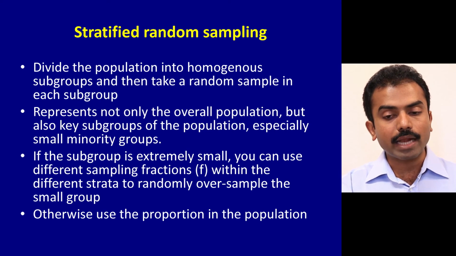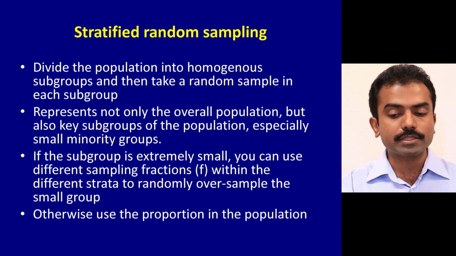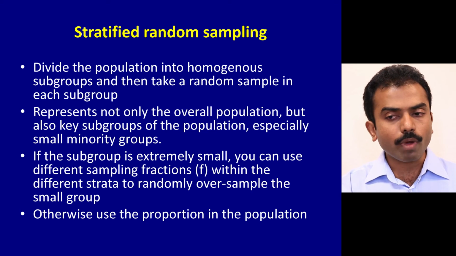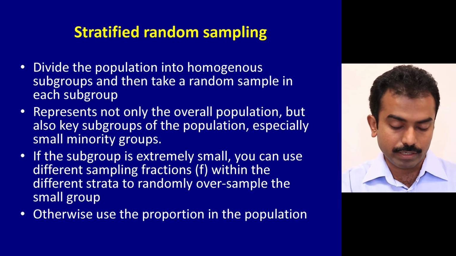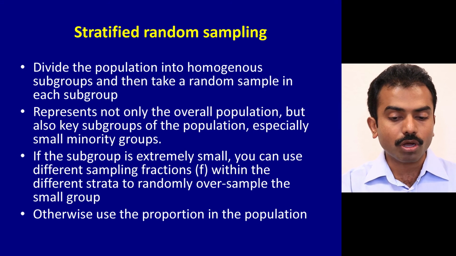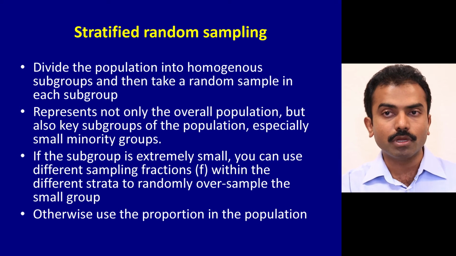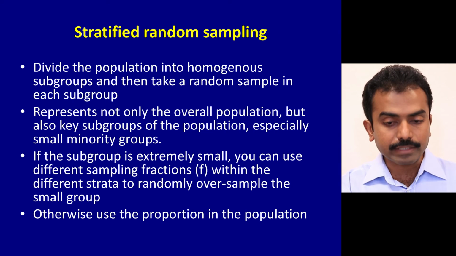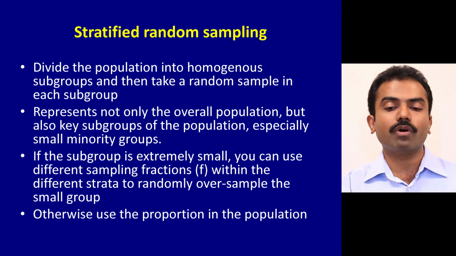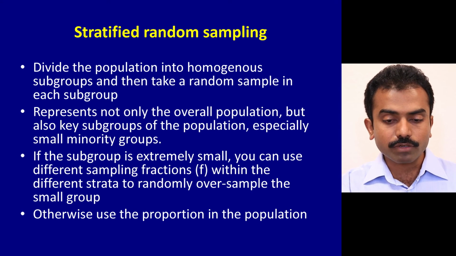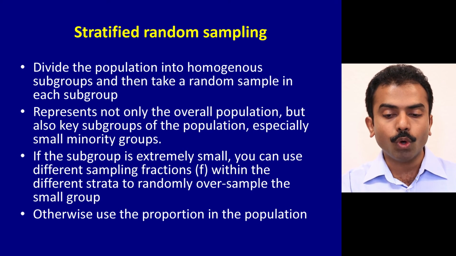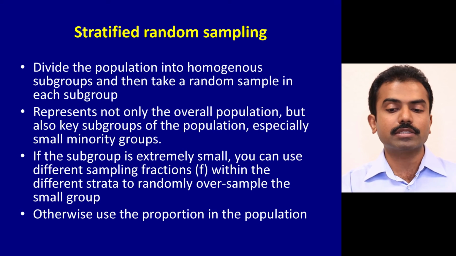One of the things is that in simple random sampling or systematic random sampling, it is quite possible that you may not get certain minority groups that maybe you are interested in. So if you want to ensure that these minority subgroups are in fact represented, then you go for what is known as stratified random sampling, in which you first of all divide the population into homogeneous subgroups and then take a random sample in each subgroup.